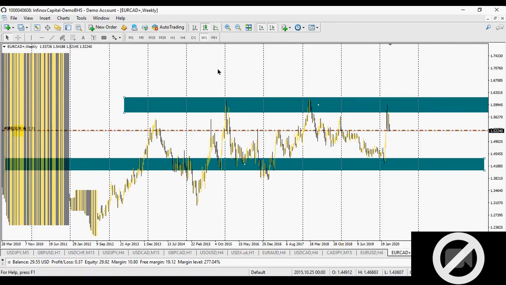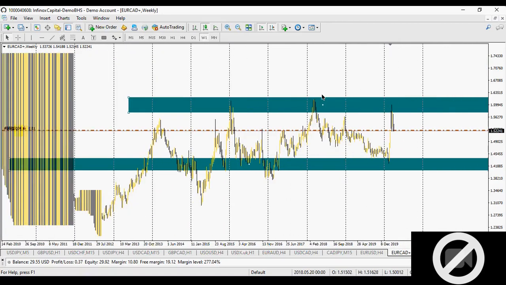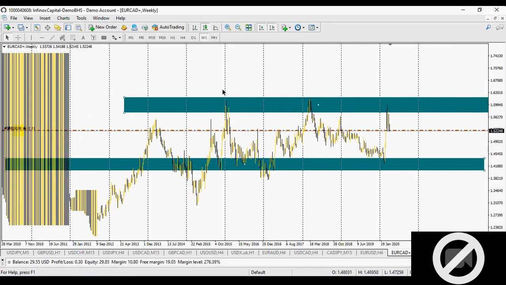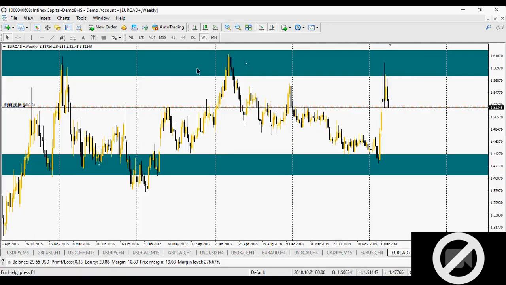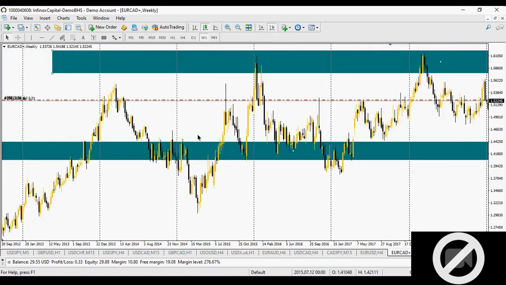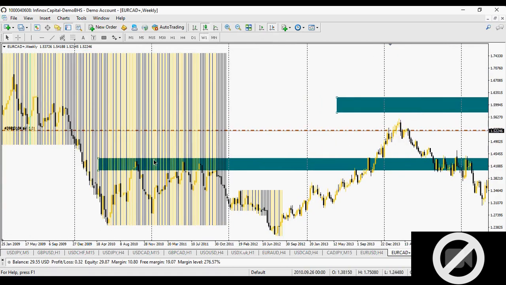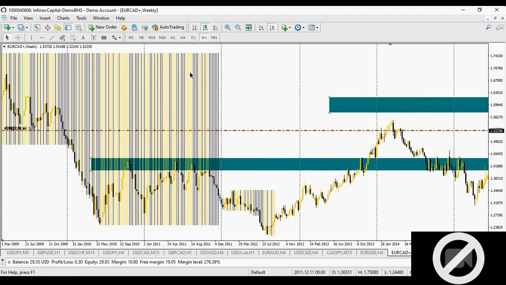Some of them have been wrong with this pair. Okay. This was a crazy market. Something happened in this year, 2011, to this year. Wow.